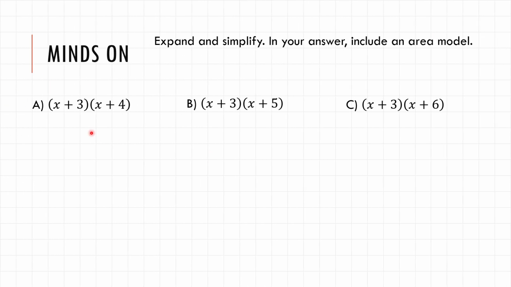To start off, expand and simplify these three binomials right here. And you should know how to do that if you've been learning how to use the technique which some people call FOIL. So pause the video here, expand all three of these, but in your answer, please make sure you include an area model.